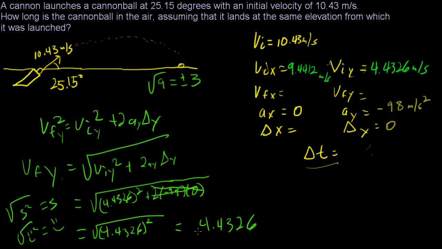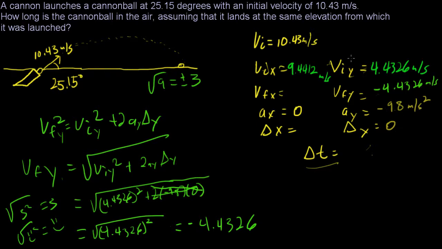So this is a velocity down, right? Don't we expect our cannonball to go up and then back down? Yes, of course we do. So our VF in the y direction is negative 4.4326 meters per second.